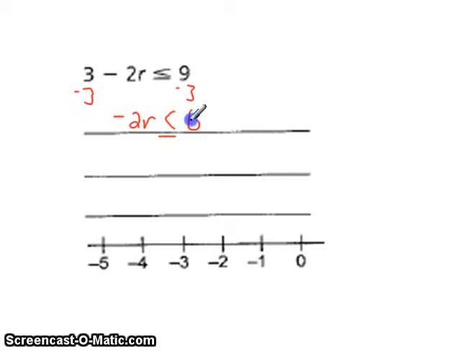Okay. Step 2, well, we need to get rid of this negative 2 because we want to get r by itself. So when they're attached like that, we're going to divide by whatever the number is. In this case, that number is negative 2. Okay. So what happens here is that these negative 2's will cancel out, and we're left with r on this side. And because we're dividing by the negative number, we need to flip our inequality sign. So r is greater than or equal to 6 over negative 2, which gives us negative 3.